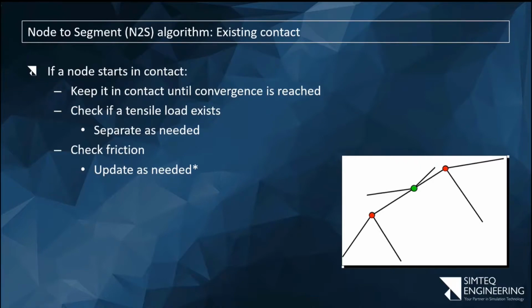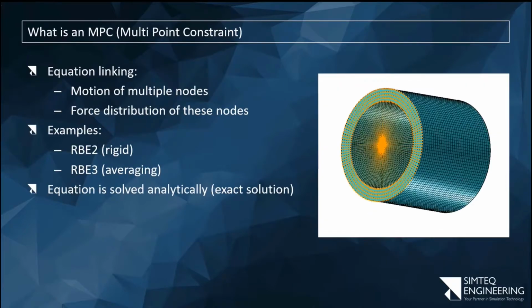So for the moment, just bear in mind that there will be friction calculations. I'm not going to talk about what that friction calculation looks like at the moment. Okay, so firstly, what's a multi-point constraint? It's simply an equation that links the motion and force distribution between multiple nodes.